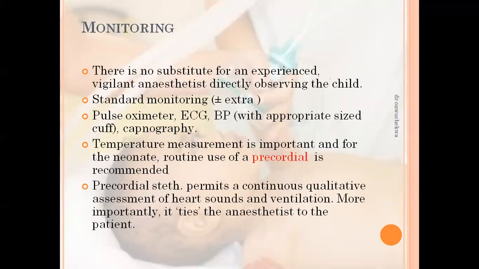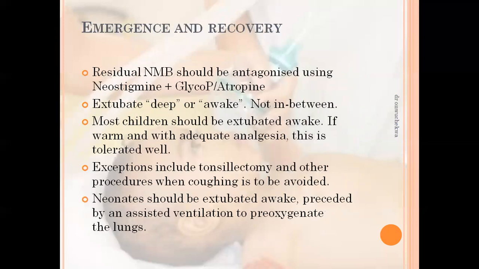So for monitoring, there is no substitute for an experienced, vigilant anesthetist directly observing the patient. You use the standard monitoring plus extra, that's the pulse oximeter, ECG, BP, appropriate BP cuff, and capnography. Temperature monitoring is important in the neonate, and also the use of routine precordial stethoscope. The advantage for the precordial is that it permits a continuous qualitative assessment of heart sounds and ventilation. But more importantly, it ties the anesthetist to the patient's side.